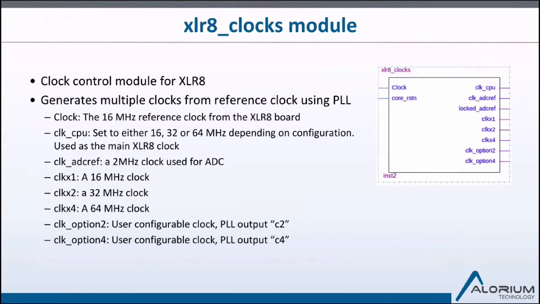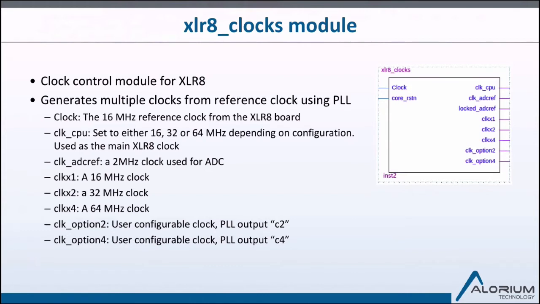That PLL is then instantiated inside of our Xcelerator clocks module. This wrapper logic does some selection of clocks for use within the design. The clock signal coming into the left side is our reference clock coming into the chip. And then the clock CPU coming out the right side is the CPU clock that's used in the AVR core. Depending on the configuration that you're running, it selects either the 16, 32, or 64 megahertz clocks that are generated inside.